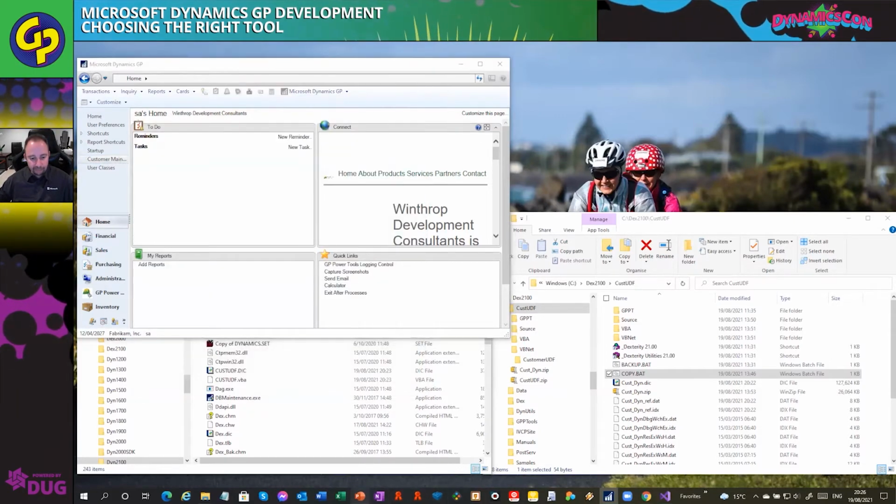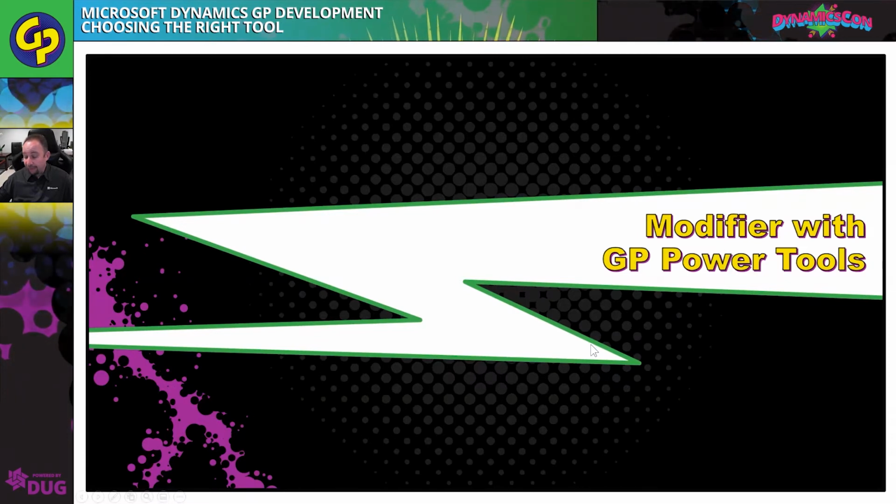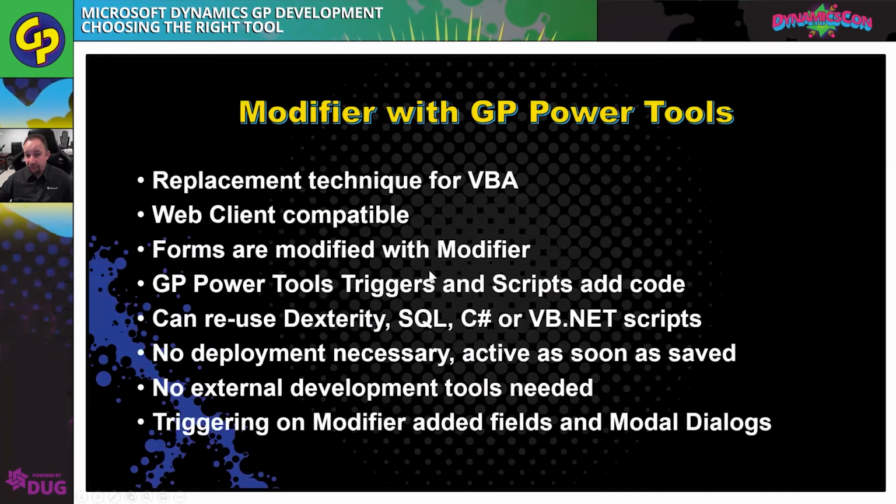All right, let's go back to the presentation. Okay, so we have another option available to us if we want to not have to worry about using a Dexterity environment or Visual Studio and getting away from VBA. We can use GP Power Tools. It is, again, another replacement technique for VBA.